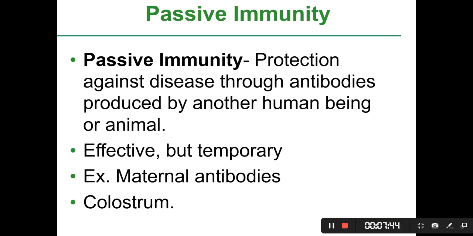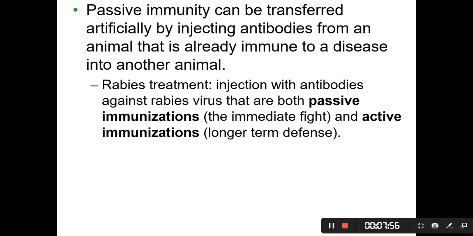It is effective, but it is temporary. As I said, they are temporary. Like maternal antibodies, colostrum, they are all temporary, only for a certain time do they stay in our circulation. Okay. Passive immunity can be transferred artificially by injecting antibodies from an animal that is already immune to a disease into another animal. So this is what they do in the rabies treatment.